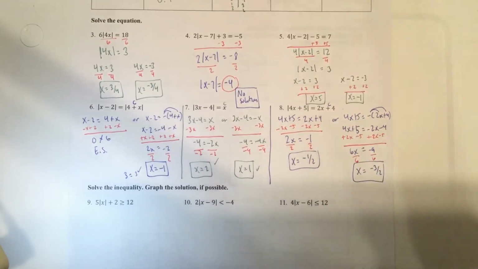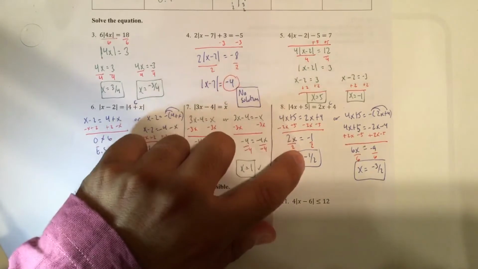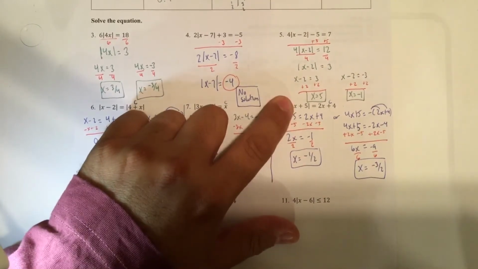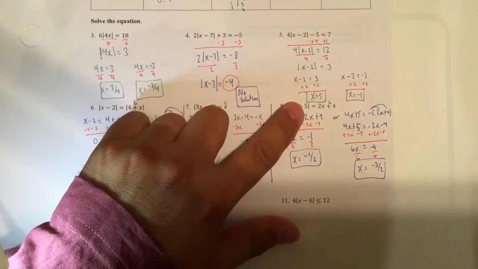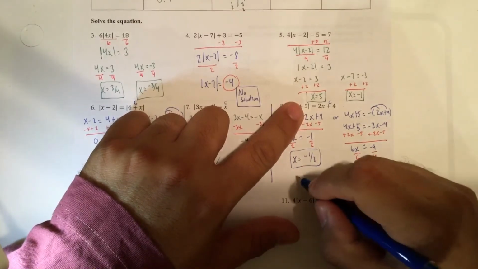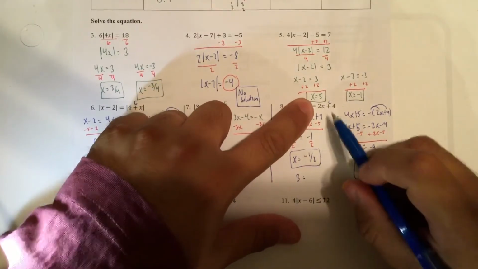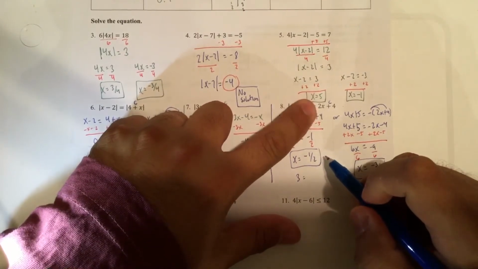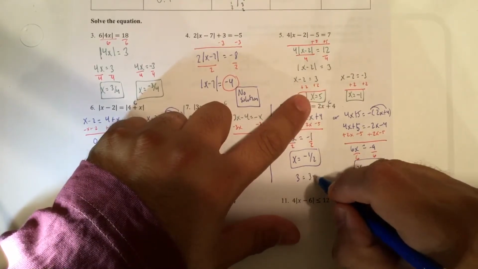So again, you're going to plug these answers in to verify that they do work. 4 times negative 1/2, which would be negative 2. Negative 2 plus 5 is 3. The absolute value of 3 is 3. And then over here, 2 times negative 1/2 is negative 1. Negative 1 plus 4 is 3. So that checks out.